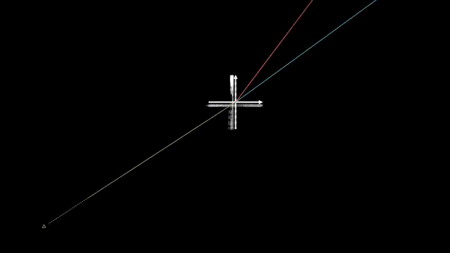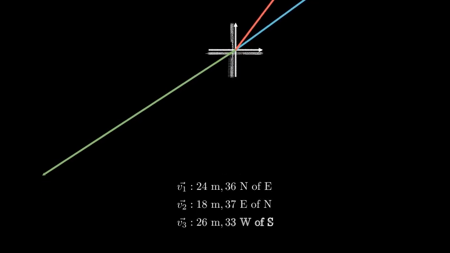Let's solve a problem involving vector addition. We have three displacement vectors that we need to add together to find their resultant. Here are our three vectors. Vector 1 is 24 meters at 36 degrees north of east, vector 2 is 18 meters at 37 degrees east of north, and vector 3 is 26 meters at 33 degrees west of south.